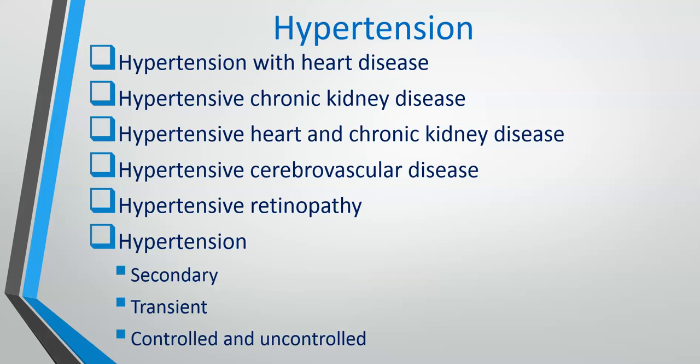So there's a combination code, I13, for hypertensive heart and chronic kidney disease when there is hypertension with both heart and kidney involvement. So if heart failure is present, you want to assign an additional code to identify the heart failure.